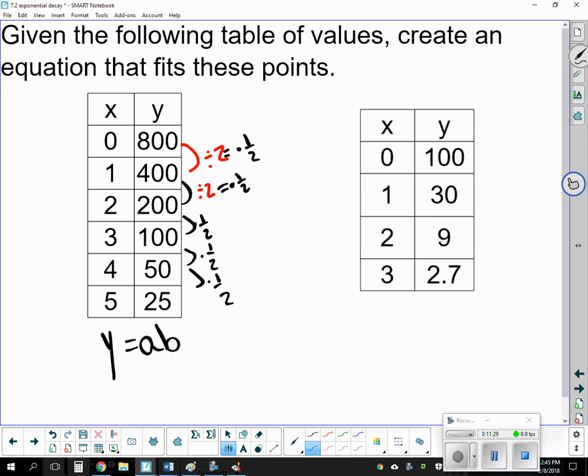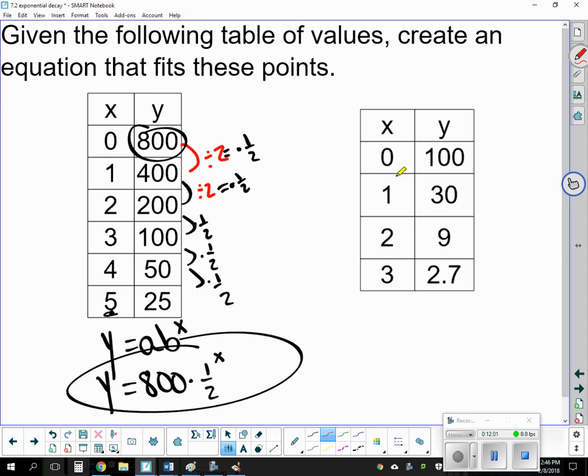So I go to my generic form, my y equals a b to the x. Y is y. A is your initial amount, which occurs when x is 0. So that would be 800, times b, my growth factor. That's 1/2 to the x power. If you're not sure if you have the equation right, you can check it. Plug in 5, and you should get 25. So 800 times 1/2 to the 5th power, and sure enough, I got 25. So my equation looks good. Pause the video, you guys try it with this one.